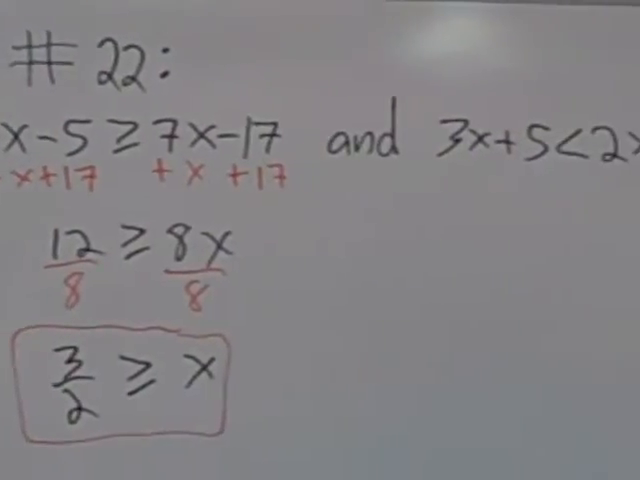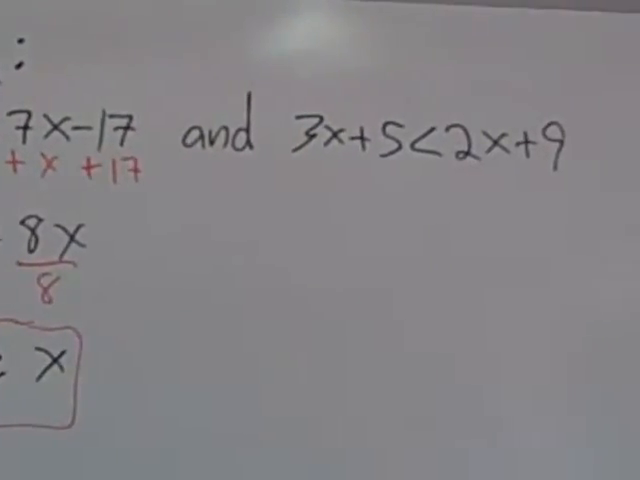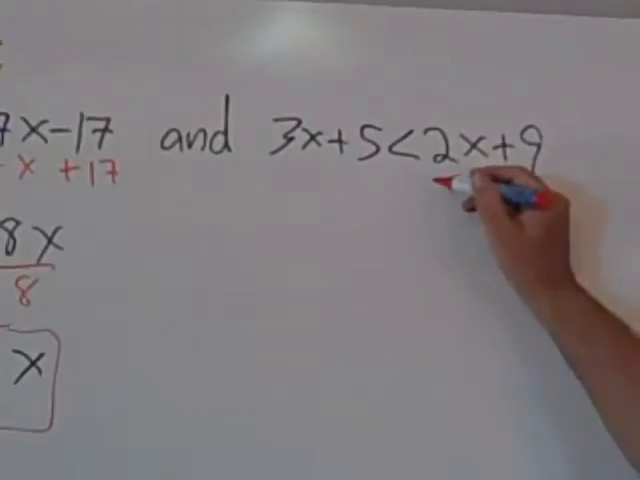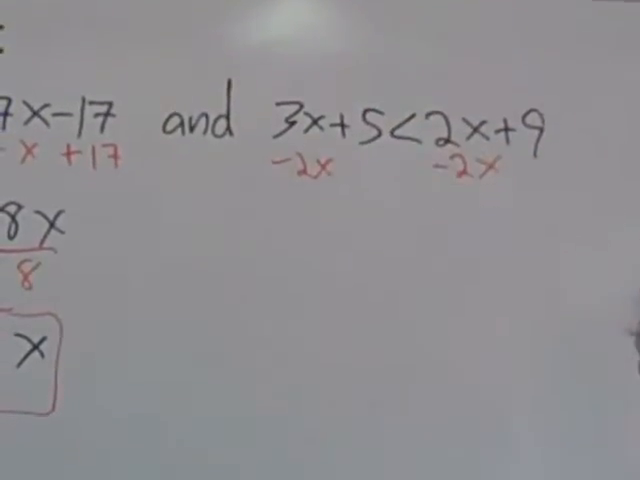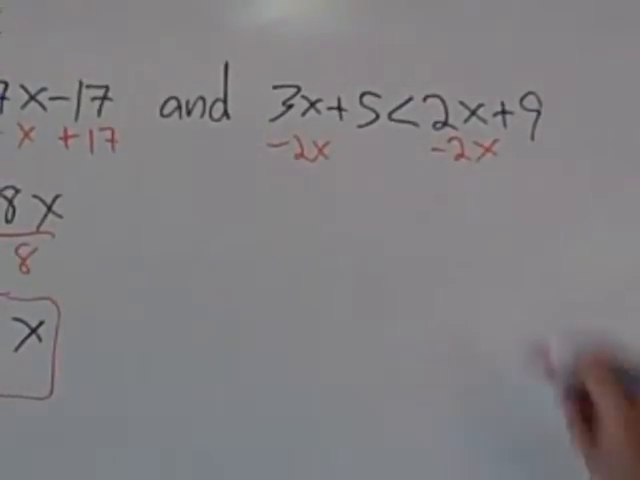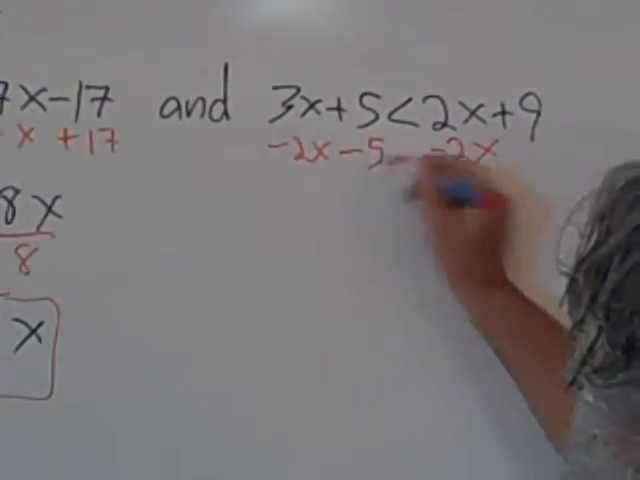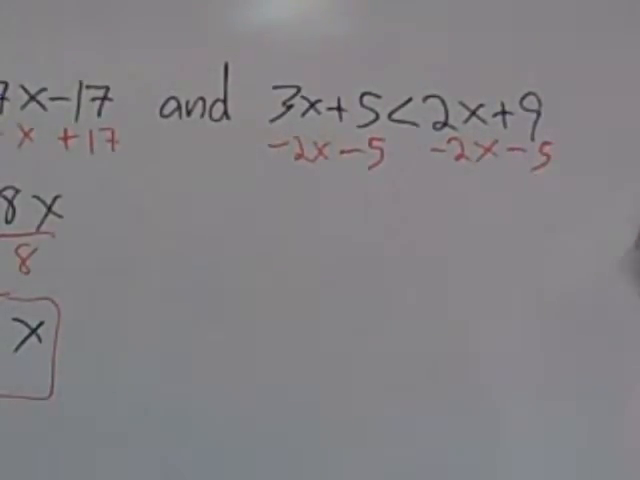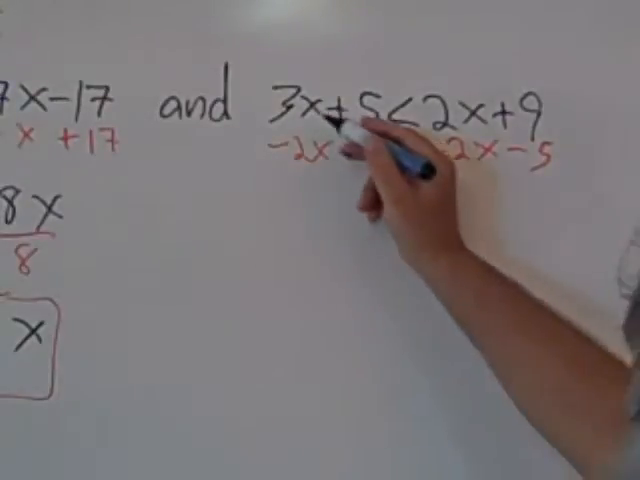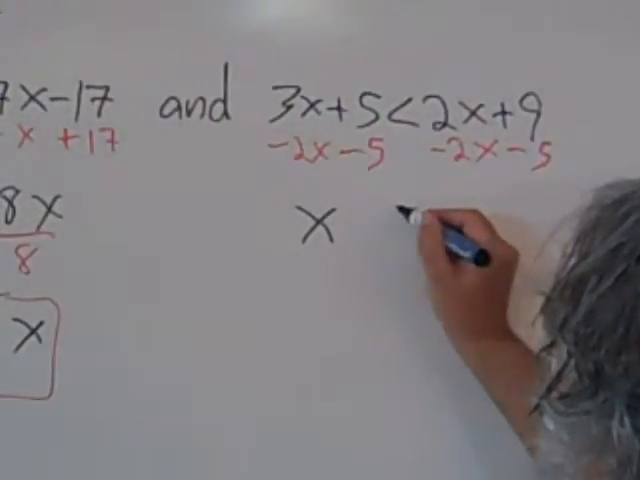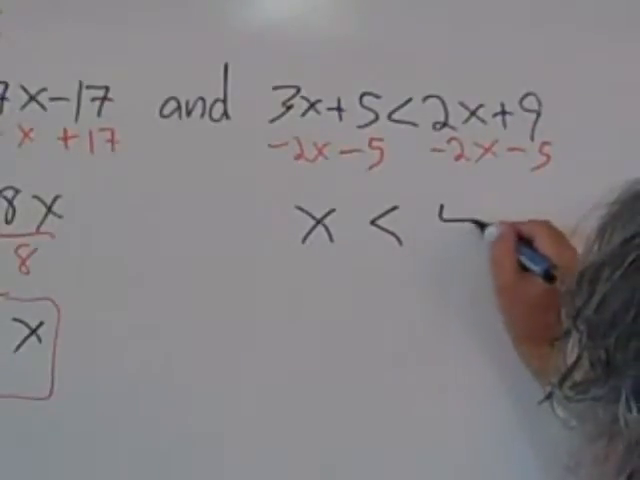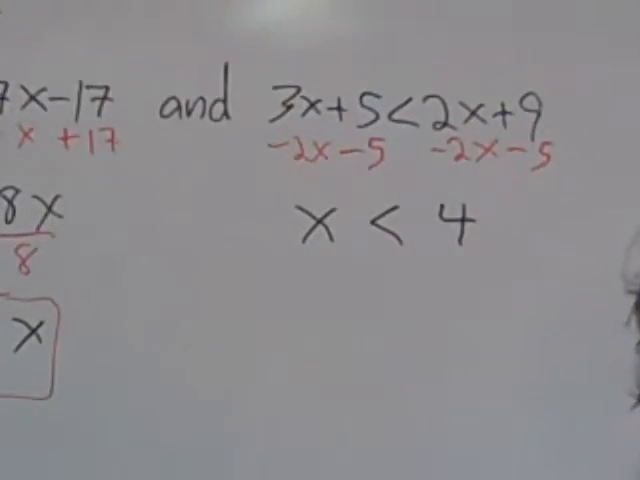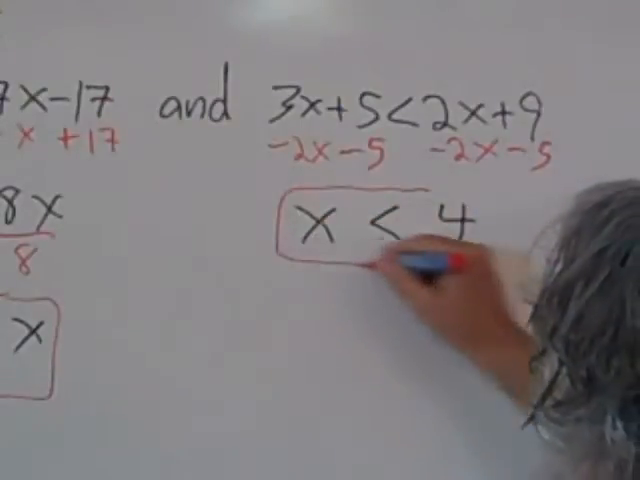Now for the second one, we want to get all the x terms together. In this case, it makes most sense to take 2x's away from both sides, because then we get 3x minus 2x that leaves a positive x on the left. Then we don't want the 5 here, so I'll take away 5 from both sides. So when we do this, we end up with 3x minus 2x leaves x is less than, here the 2x's cancel out, and we're left with 9 minus 5 is 4. So we've already solved this one.